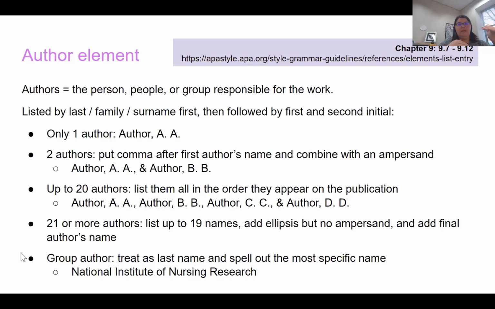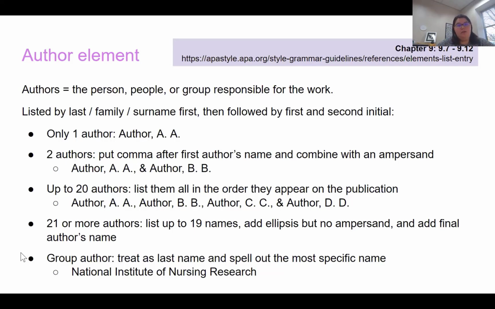Okay, now if you have more than 21 authors, which is rare, but it does happen, especially in a lot of science, like physical and natural sciences. Sometimes there's a lot of people working on a project. If there are 20 or more, you're going to list up to 19 names. You're going to add an ellipsis or like 3 little periods, no ampersand, and then add the final author's name. And again, there's a lovely chart in the manual on this in chapter 9. It's also online as well, but it didn't really fit well in a slide, so I had to kind of list it out.